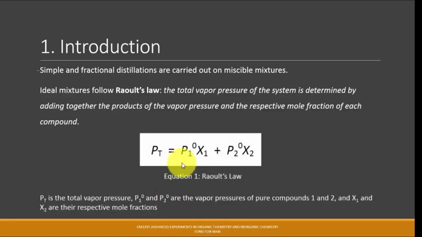Over here, where you see the PT is the total vapor pressure, the P1° and P2° are the vapor pressures of the pure compounds 1 and 2, and the X1 and X2 are the respective mole fractions.